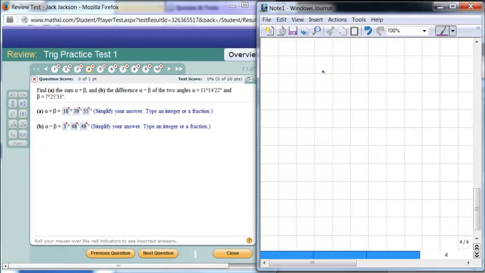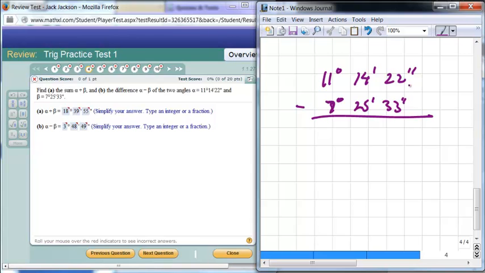Now when we subtract, let's do alpha minus beta. So 11 degrees, 14 minutes, 22 seconds. We want to subtract 7 degrees, 25 minutes, 33 seconds. Notice there are more positive than negative, so the answer is positive. There's not enough here, so we're going to take away 1 from here, and that brings over an extra 60, plus this makes 82. Now subtract as normal here, which really you're taking 1 away from here and making 12 here.